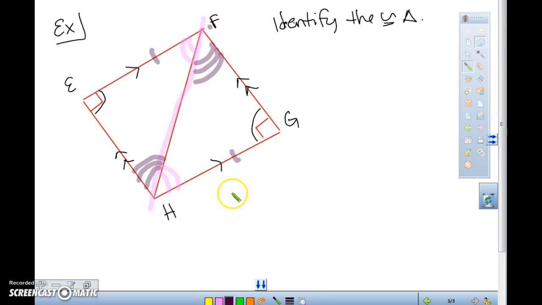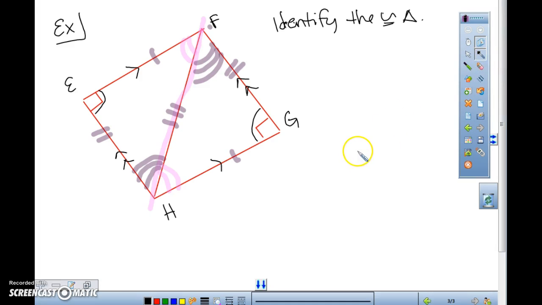These two parallel lines are the same distance apart, so these two sides are going to have to be the same. And then HF in the upper triangle is the same length as HF in the bottom right-hand triangle. Now we have all of our markings. All the corresponding angles are the same. All the corresponding sides are congruent. So therefore, we're going to write our congruent statement.